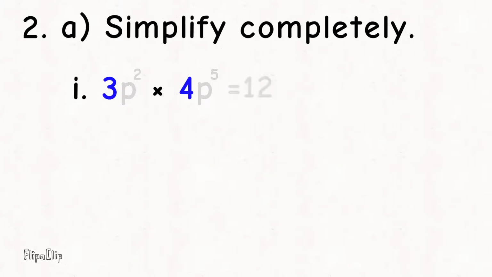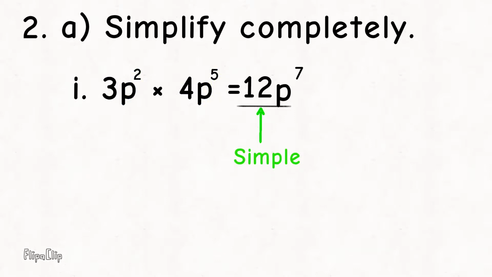3 times 4 is 12. Then we focus on the p's and multiply them. The rule is to add the powers, so our answer is 12p to the 7th power. This is the simplified answer because it's shorter than what we started with.